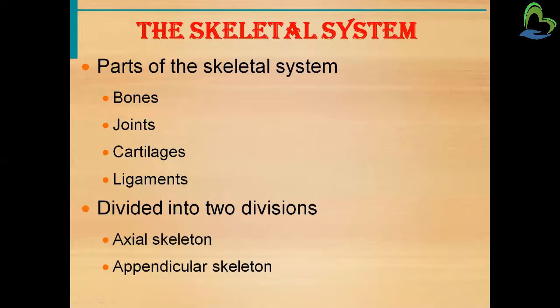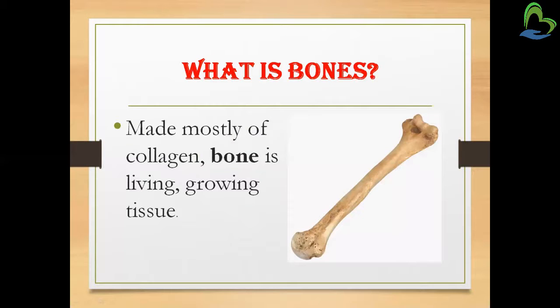Now the parts. Bones, joints, cartilage and ligaments are the parts of the skeletal system, and the skeletal system is divided into two divisions, that is the axial skeleton and the appendicular skeleton. So first we will see about the bones.